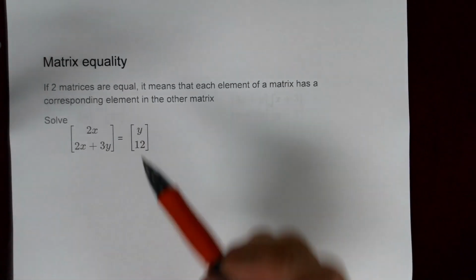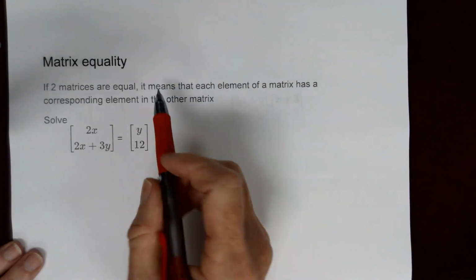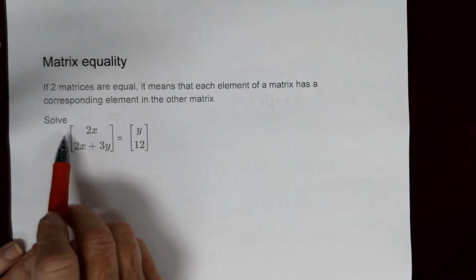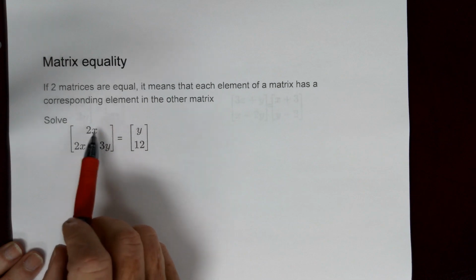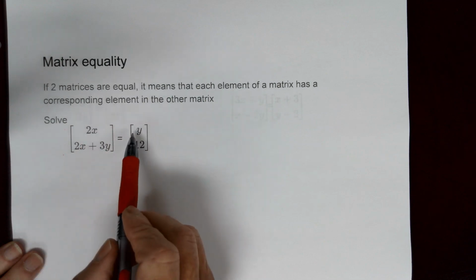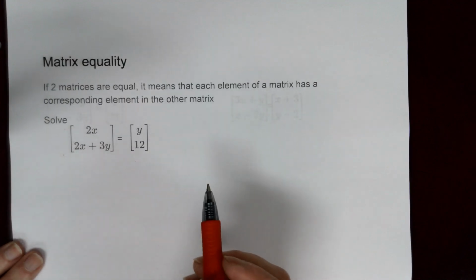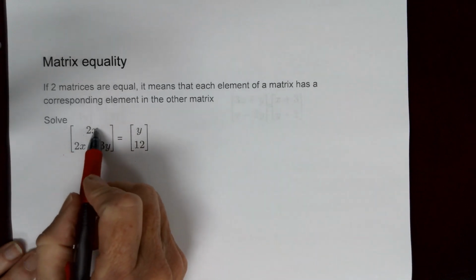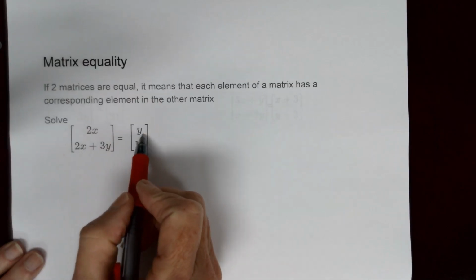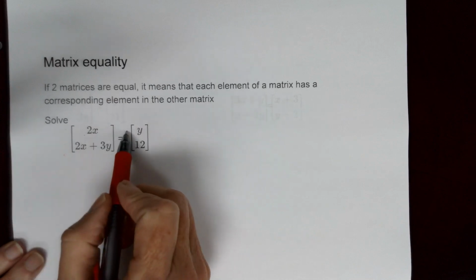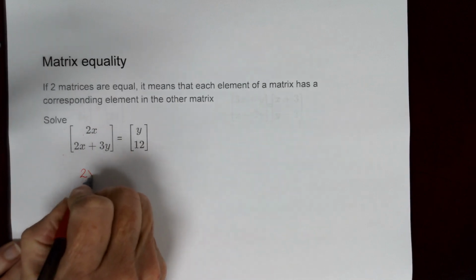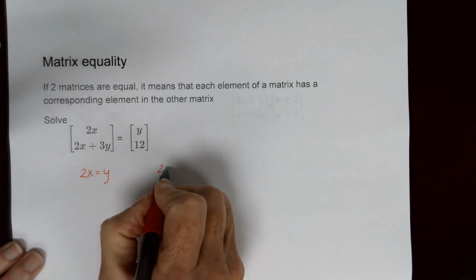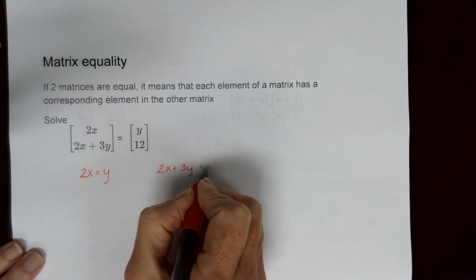We know that two matrices, if they're equal, if they have an equal sign between them, it means that each element of a matrix has a corresponding element in the other matrix. This matrix is a 2x1 matrix, okay? So there's 2 rows and 1 column. They have to have the same dimensions to be equal. So I know that this spot right here is equal to this spot right here because it's the first row, first column, first row, first column. So I can say 2x equals y. I can also say this equals this. 2x plus 3y equals 12.